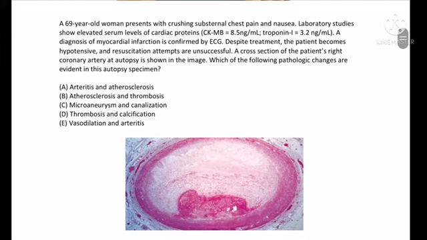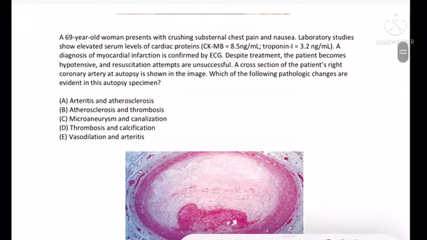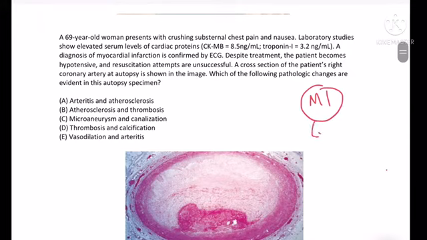So it's not a difficult question. They are saying themselves that the patient had an MI and the MI was not stable. So it was an unstable MI. Okay, so now what does it mean by unstable MI?